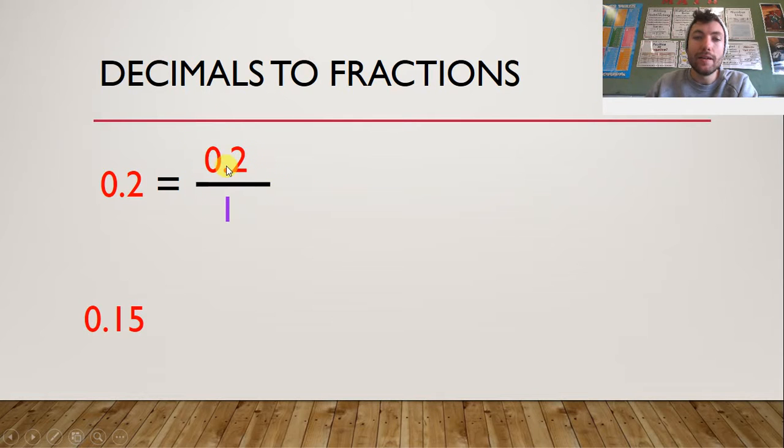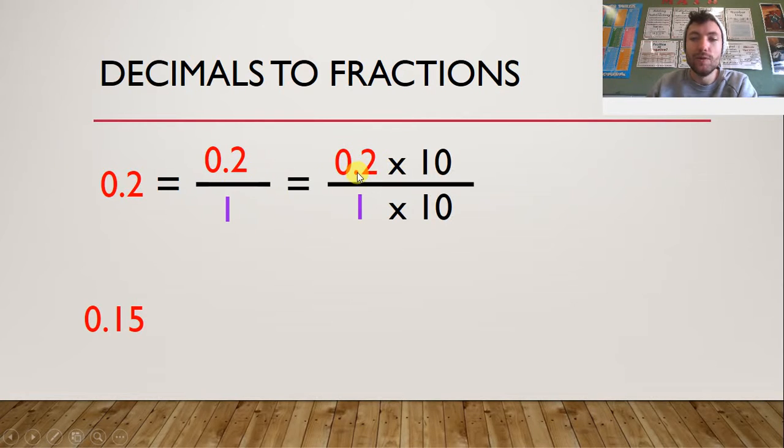So here, to get that into a whole number, we can see that we're in one decimal place, so we're just going to times it by 10. That moves the decimal place over one spot, which gives us 2, and whatever we do to the top, we have to do to the bottom. So 1 times by 10 is 10. So that decimal is 2/10, which is the same as, if we simplify it down, 1/5, and there's a video about simplifying.